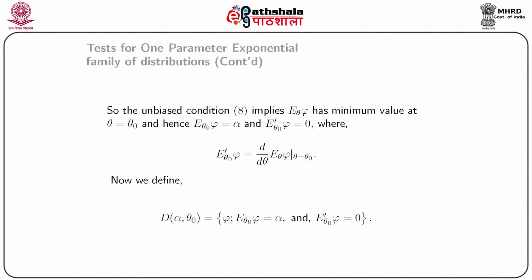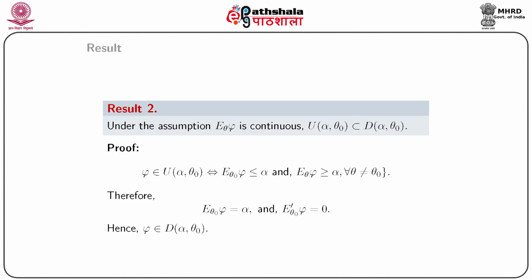Now we define a class D alpha comma theta naught. This is the set of all psi such that the expectation under theta naught of psi equals alpha, and the derivative E prime psi under theta naught is equal to 0. Now we consider the following result. Under the assumption that E theta psi is continuous, U alpha comma theta naught is a subclass of D alpha comma theta naught. We consider a proof of this result.